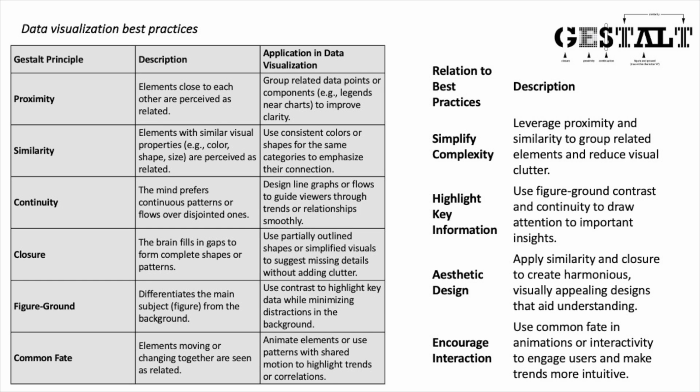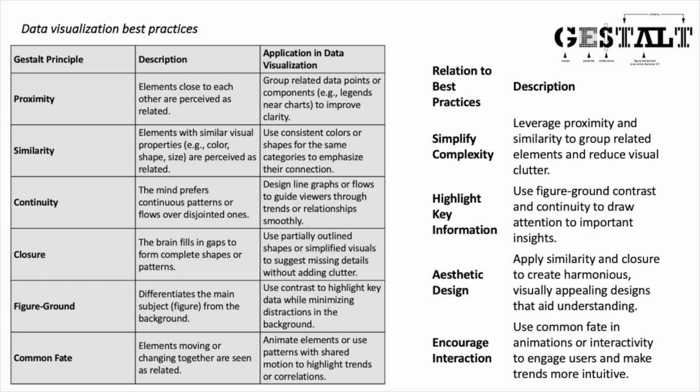These concepts are highly relevant in data visualization, as they influence how viewers interpret and engage with visual data. Key Gestalt principles in data visualization. Proximity. Elements close to each other are perceived as related. In data visualization, grouping related data points or components, e.g., legends near charts, improves clarity and comprehension. Similarity. Similar visual properties like color, shape, or size suggest relatedness. For instance, using consistent colors for the same category across a bar chart emphasizes their connection.